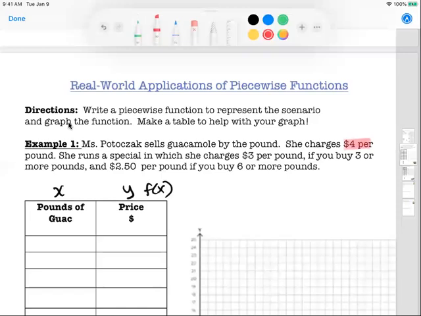So $4 per pound. Then she runs a special in which she charges $3 per pound. There's another per, so there's our new price. So $3 per pound if you buy 3 or more pounds. Okay, so that 3 or more, that's going to be that subdomain. That's our restriction on our domain. So we have to buy 3 or more. So that means greater than or equal to 3.